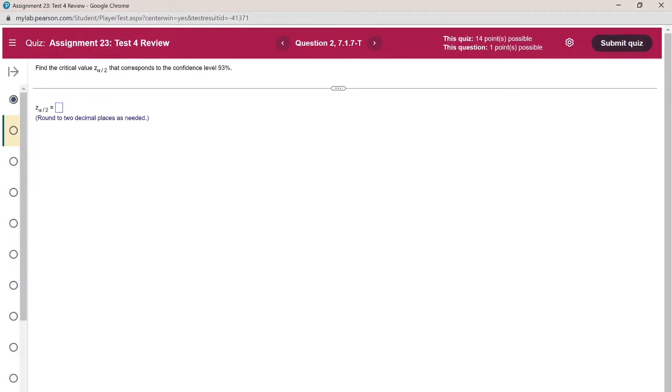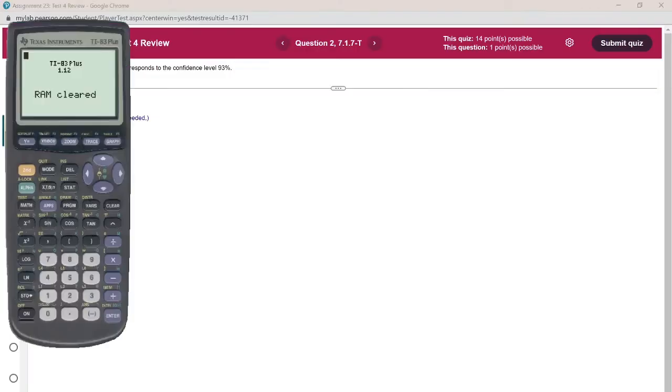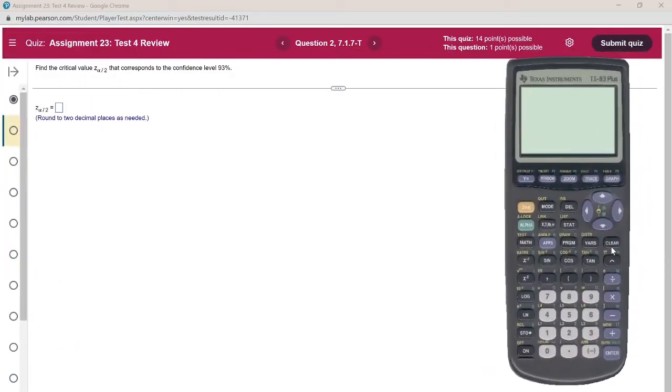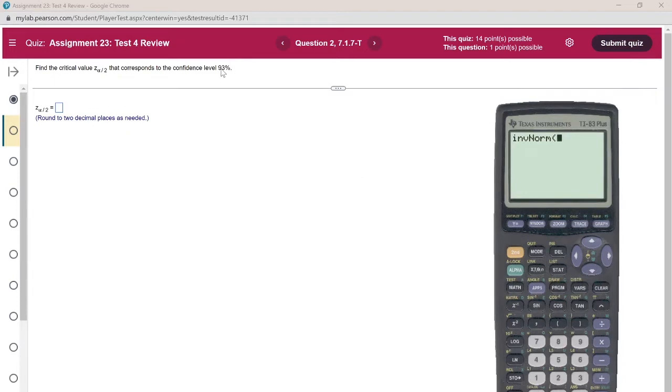We need to find out the critical value corresponding to the confidence interval 93%. For that, we're going to use the TI-83 calculator, which is what I have available. So go to second, distribution, number 3, and it takes the area to the left. Here it's 93%, so alpha is 7%, alpha over 2 is 3.5%.